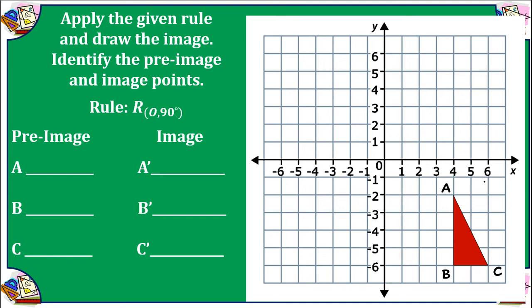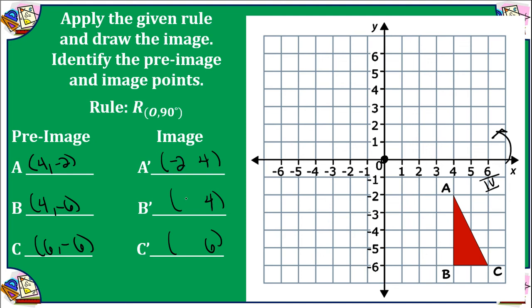We're starting in quadrant 4, and we are rotating 90 degrees. We're going to go counterclockwise about the origin. And so A is 4, -2. B is 4, -6. And C is 6, -6. So when you rotate 90 counter, the x's stay the same. They just move to the opposite spot. So I have 4, 4, and 6. The y's change to their opposite value, and they move to the x location.